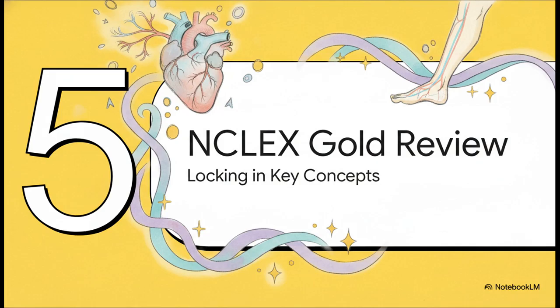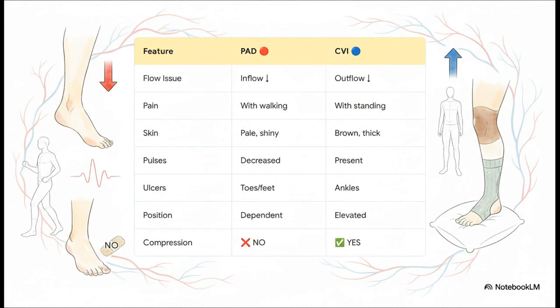Whew, we have covered a ton, so now it's time to boil it all down and lock it in. Welcome to Section 5, NCLEX Gold. Think of this as your rapid-fire review of the most critical must-know points. This slide, right here, this is your ultimate cheat sheet. Seriously, if you can understand this table, you can answer pretty much any question that tries to make you differentiate between PAD and CVI.